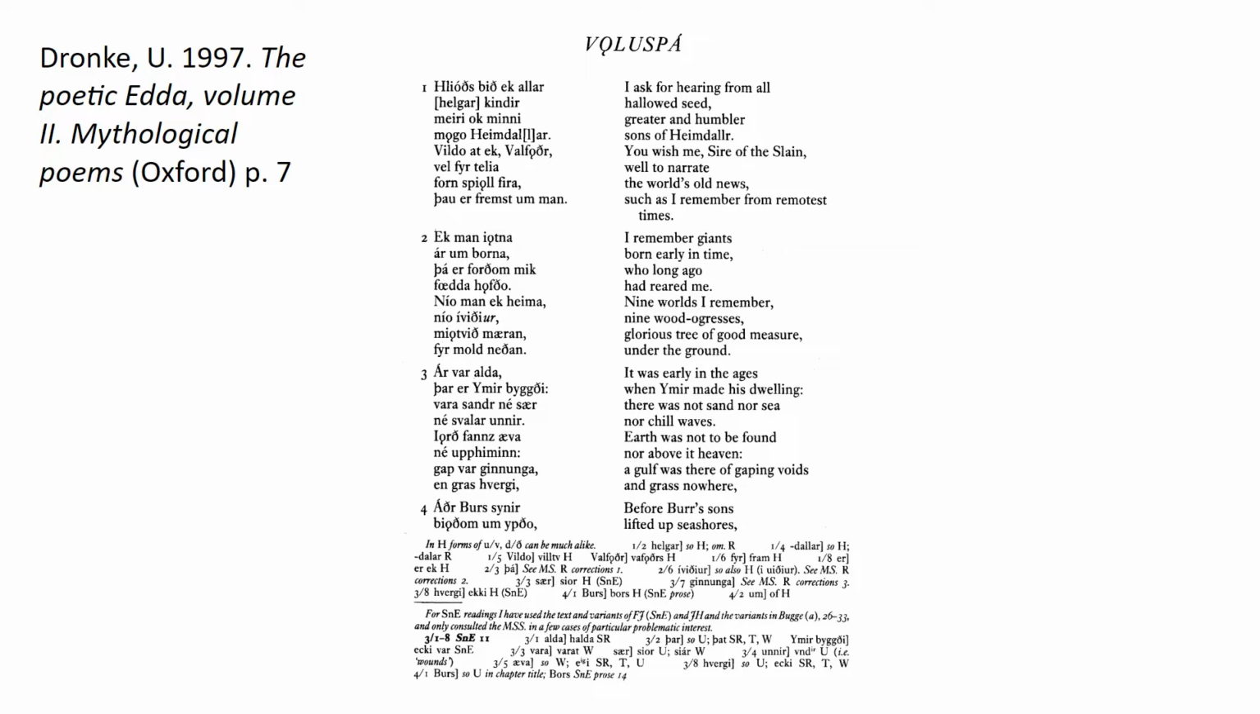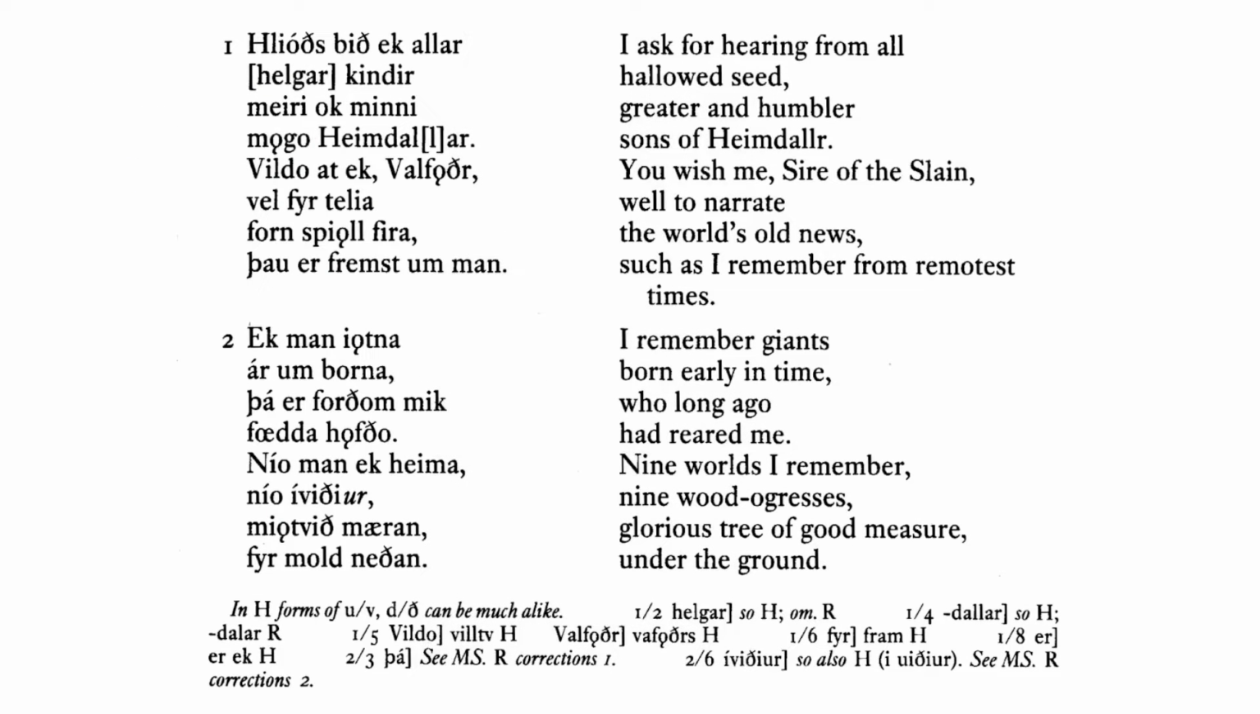Here's the first page in Ursula Dronke's edition of the Poetic Edda with text, translation, and at the bottom the apparatus. We'll focus on the first 2 stanzas. The apparatus is in English. It's a little more complicated now because there's more than one manuscript, and that means textual variants.